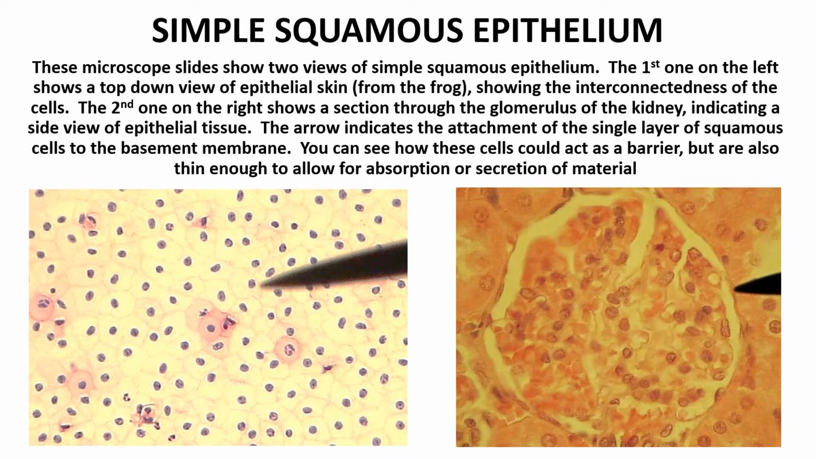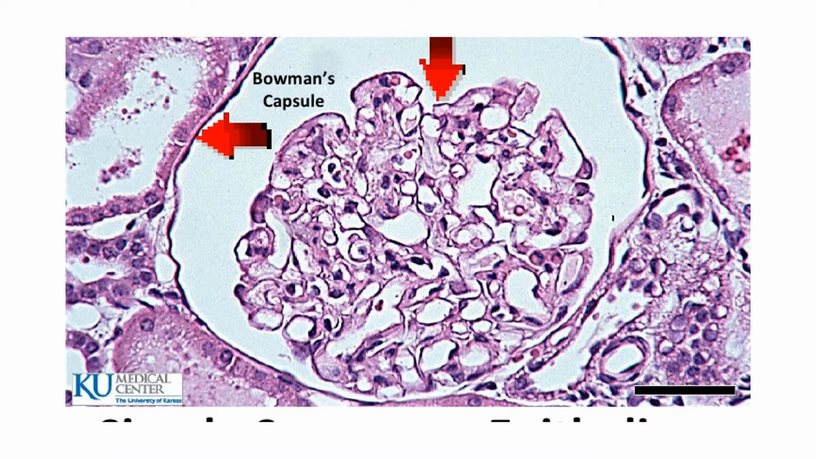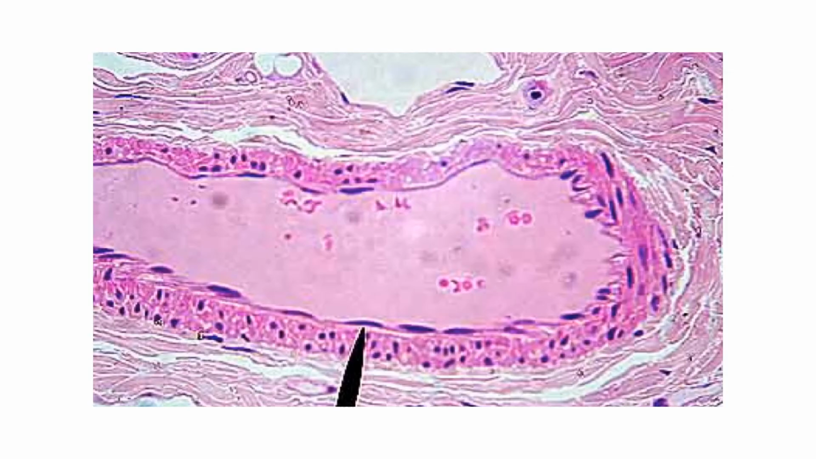Let's take a look at another slide. So here's the same slide, but just a different view from a different microscope slide. So here you can see the arrows are pointing to two different types of simple squamous. One located lining the capsule, and then the layer lining the actual glomerular capillaries themselves. Here's another slide with the arrow pointing to the simple squamous. You can see the very prominent nuclei. Again, this is a cross section through tissue, so you can see how flattened the cells are.